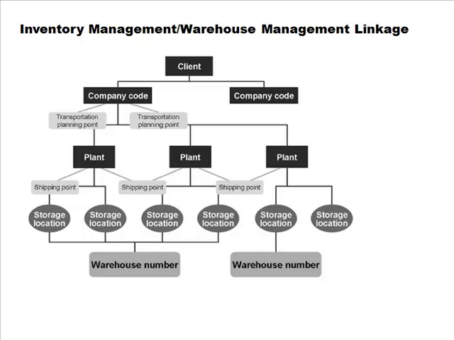Okay, so here you see you've got a client, you've got company code, transportation we'll come to later. You've got plants, you've got shipping points, and we already know that shipping points can straddle plants, meaning one shipping point can serve multiple plants. So that's why you're seeing the lines going from here to there. And then we see here that you've got a bunch of storage locations. Every plant has multiple storage locations.